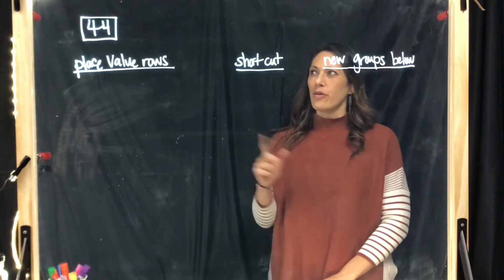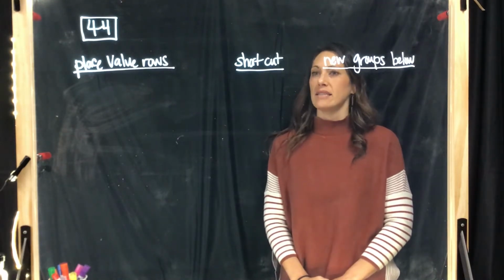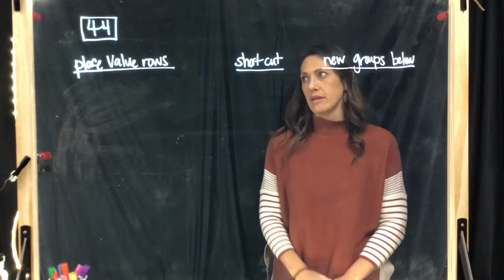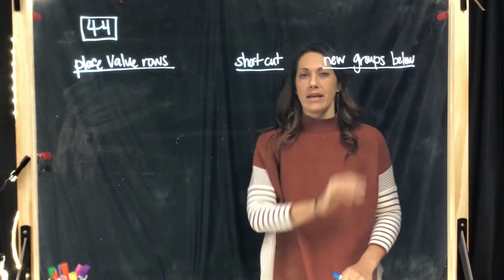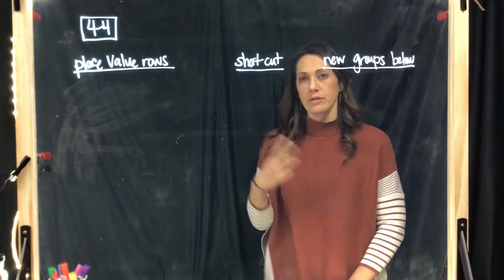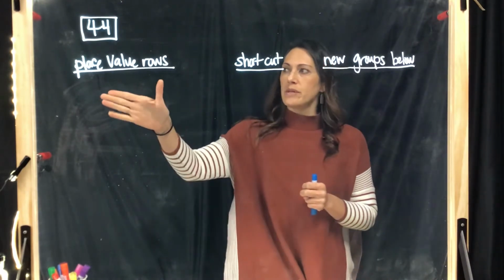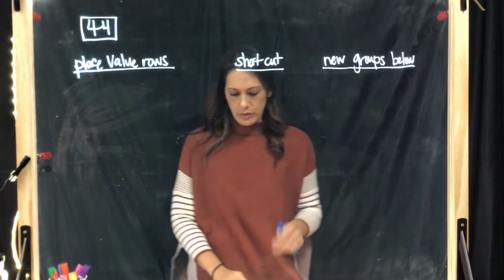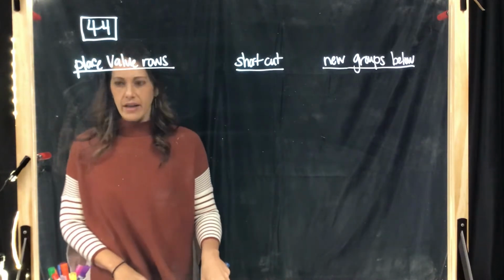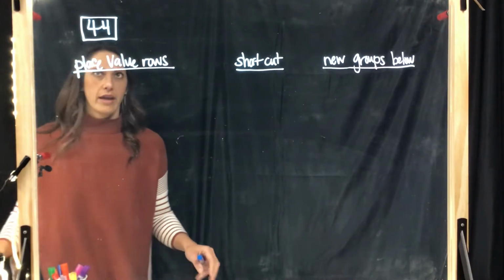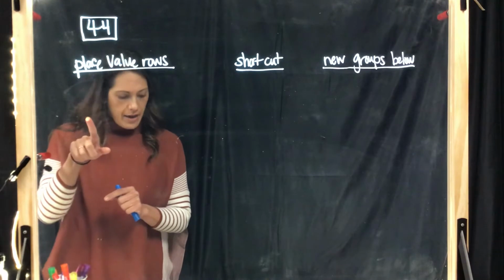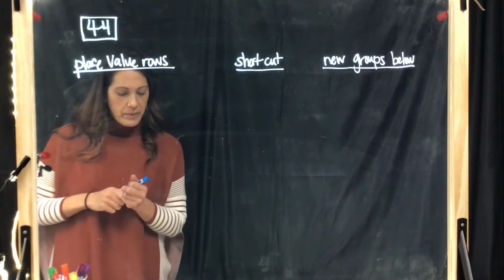Students, we are on 4-4, and this lesson is about multiplying two-digit numbers. I'm going to show you 3 ways to multiply two-digit numbers by two-digit numbers. First way is going to be called place value rows. Let's take a look at that. It's a little bit like what I went over in 4-3. We're going to put multiplication into rows.